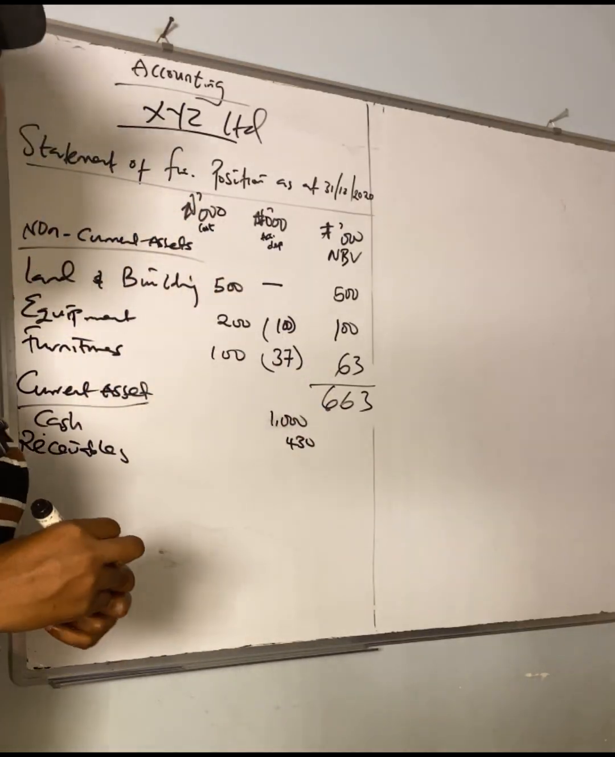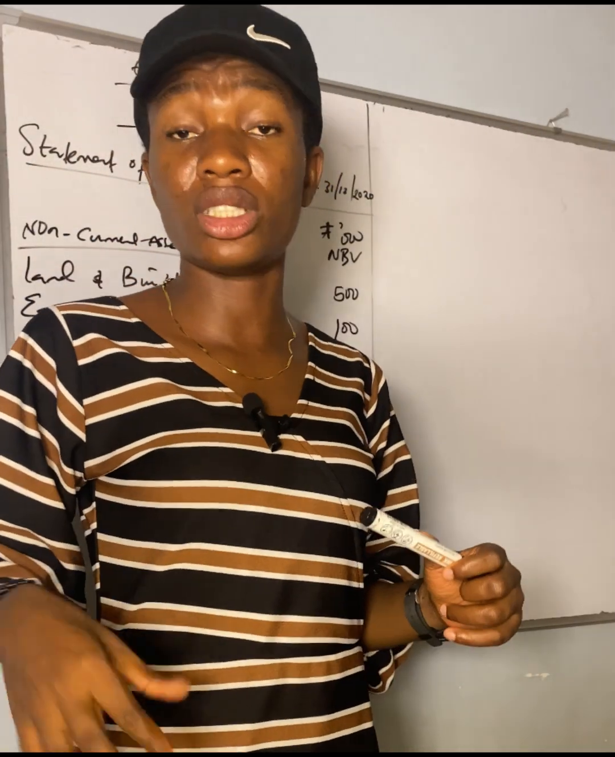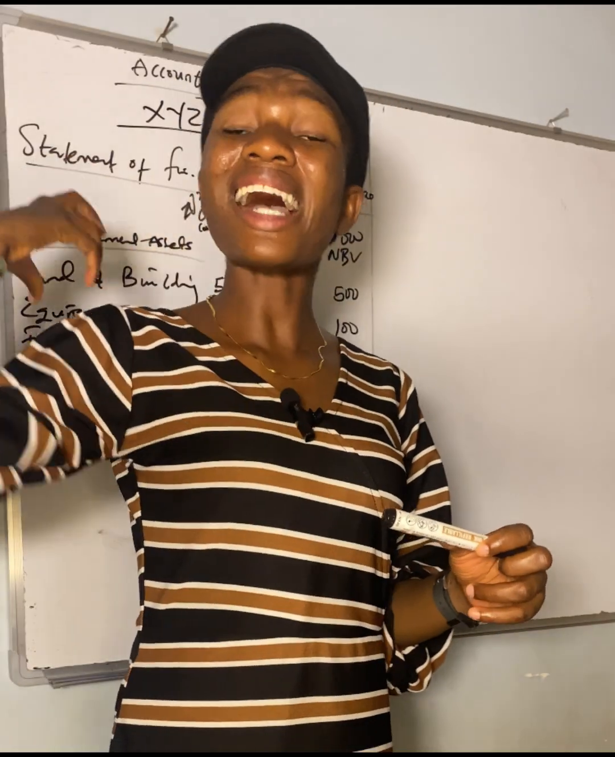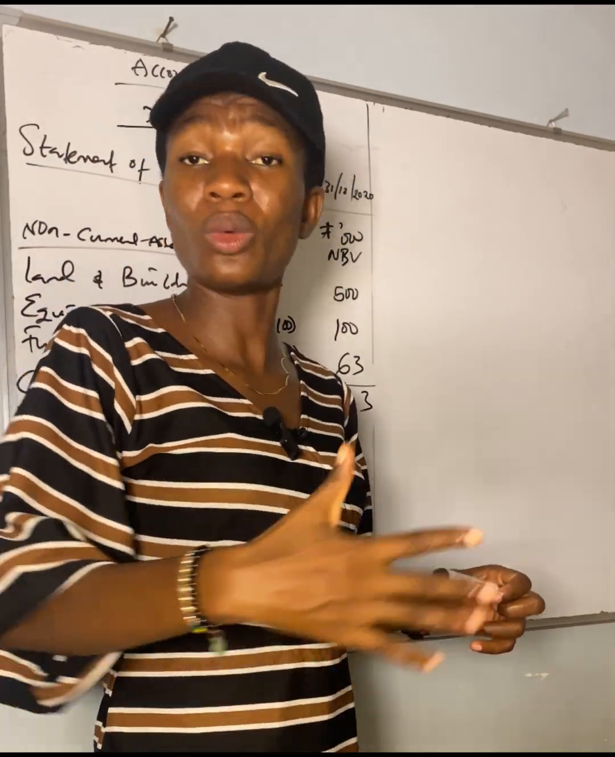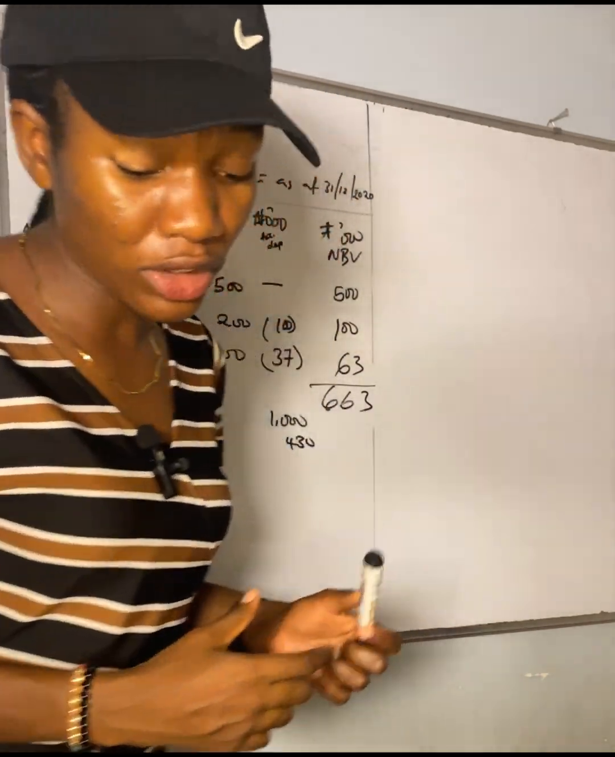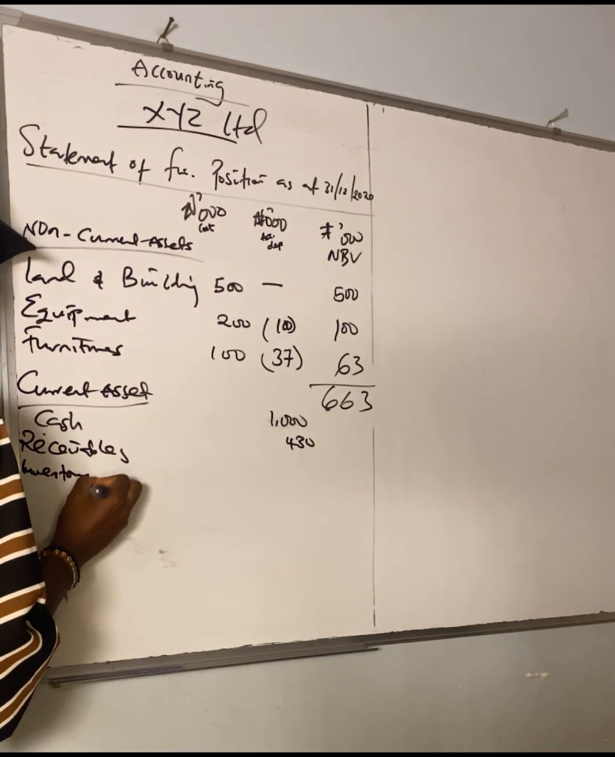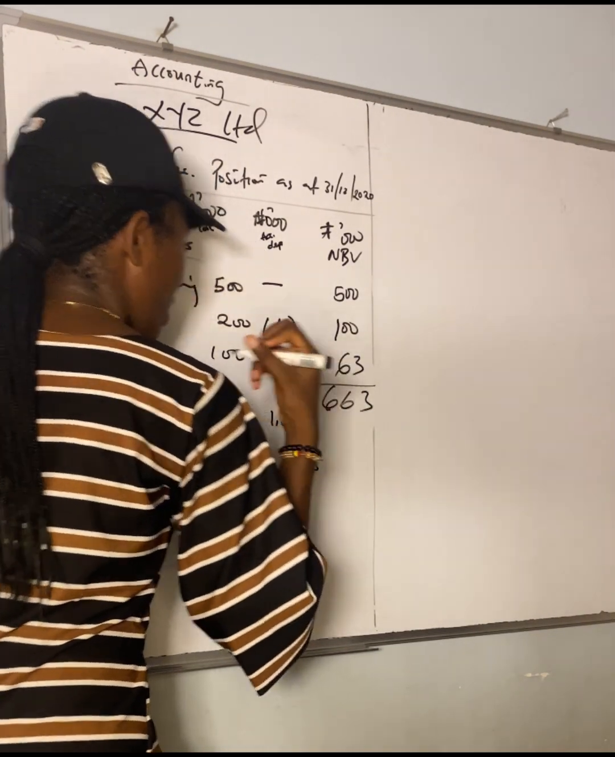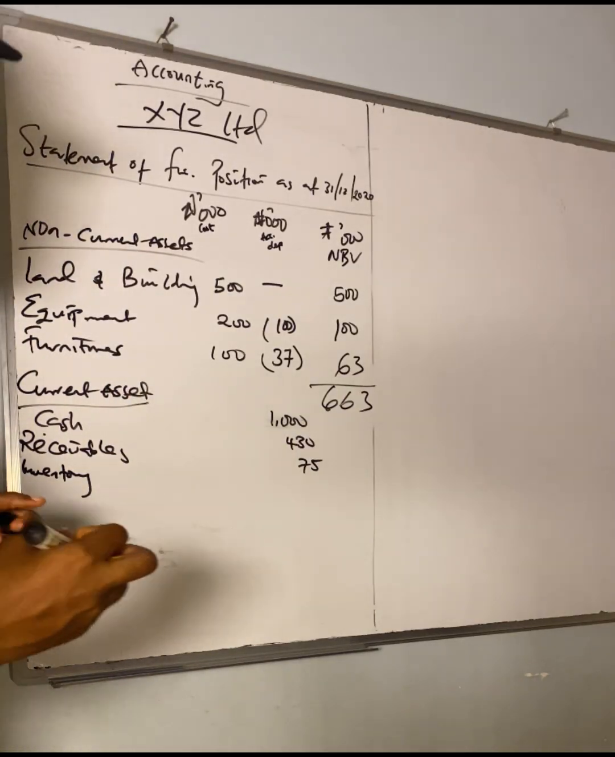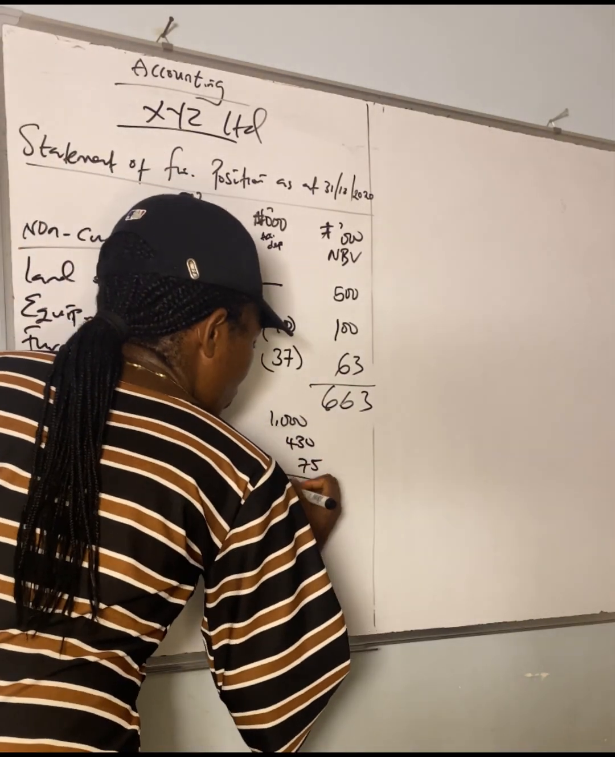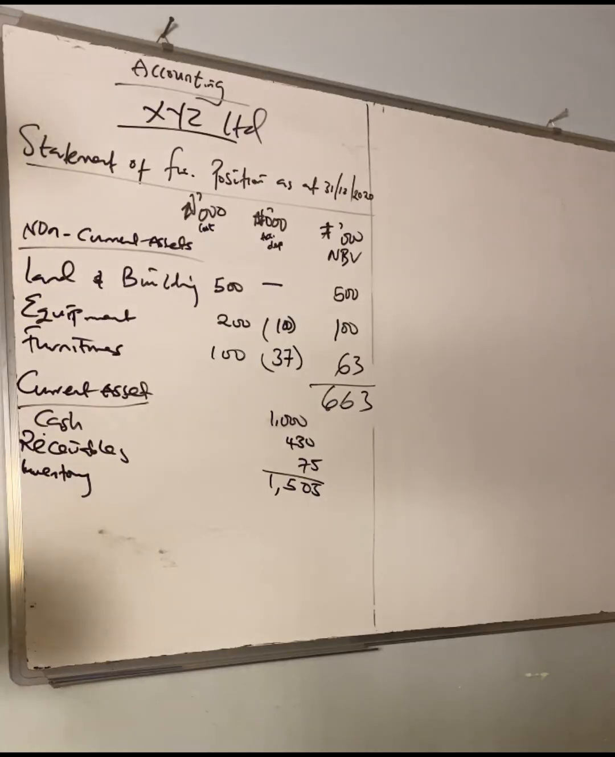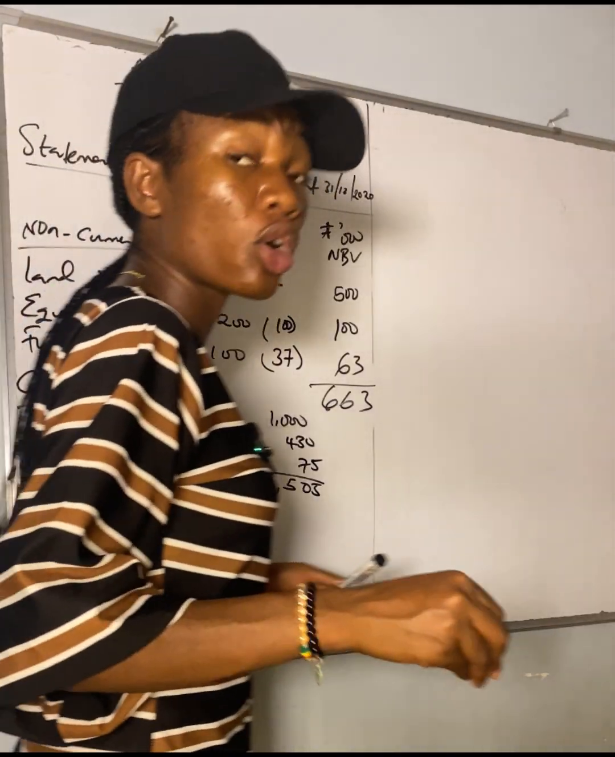Okay, and then lastly we have inventory, which is our closing stock. It is always given outside the entire balance, as additional information. Our inventory value here is given to be 75,000. All right, now we're going to have a total current asset value of 1,505,000.